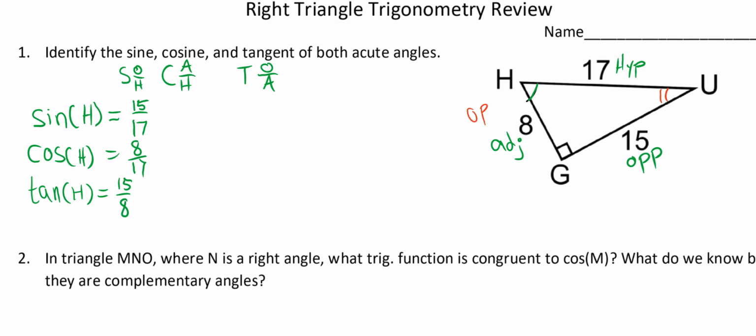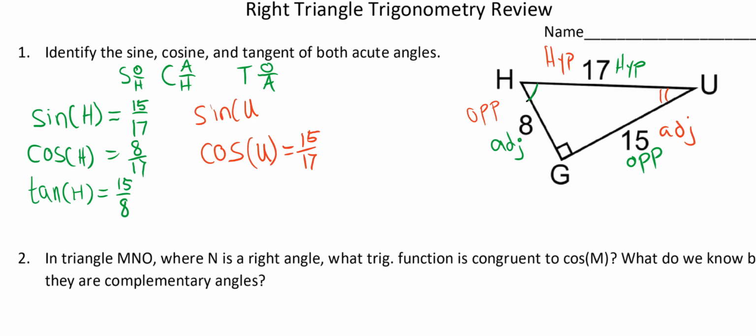So now from here, we could look at angle U and identify the sides again. So let's do that real quick just to show you. Opposite, adjacent, and hypotenuse. But if you also remember those properties that said the cosine of one angle is equal to the sine of the other angle, that means the cosine of U is equal to the sine of H. So it's going to be 15 over 17. Same is going to be true for the sine of U. It's going to be equal to the cosine of H, or 8 over 17.